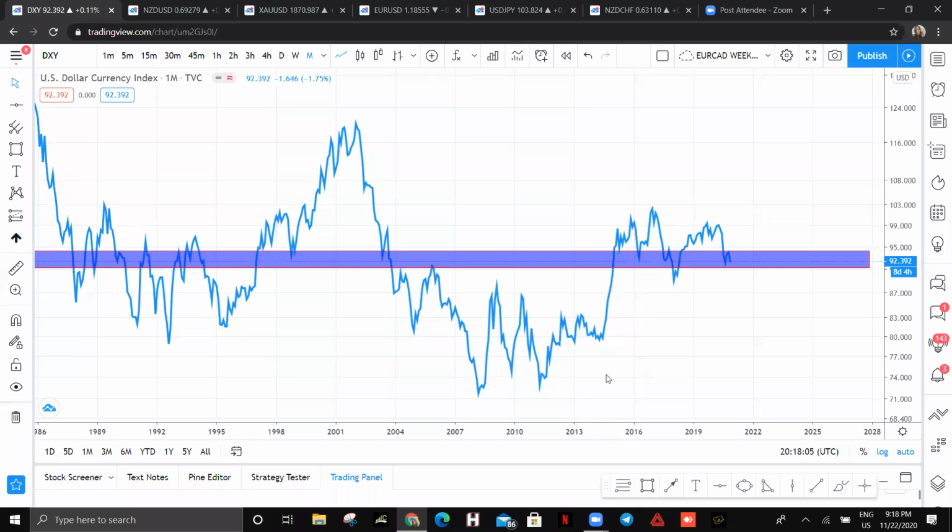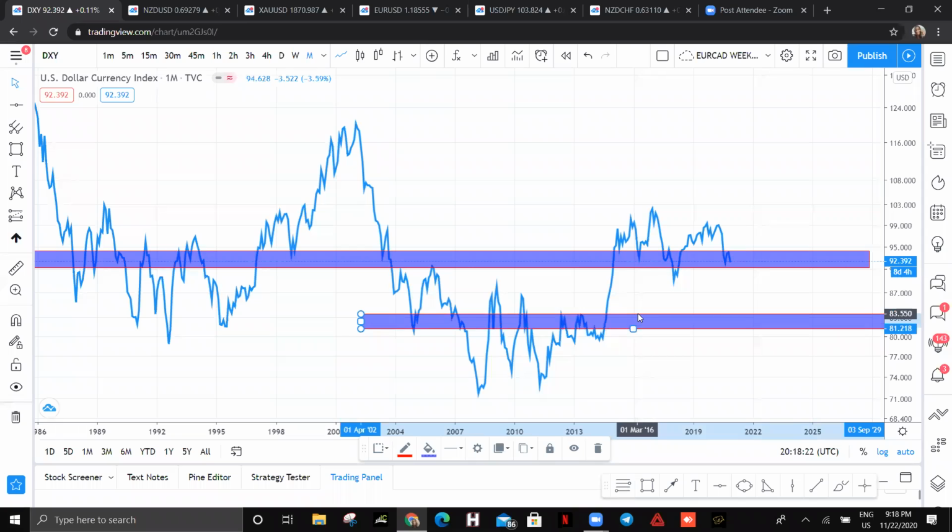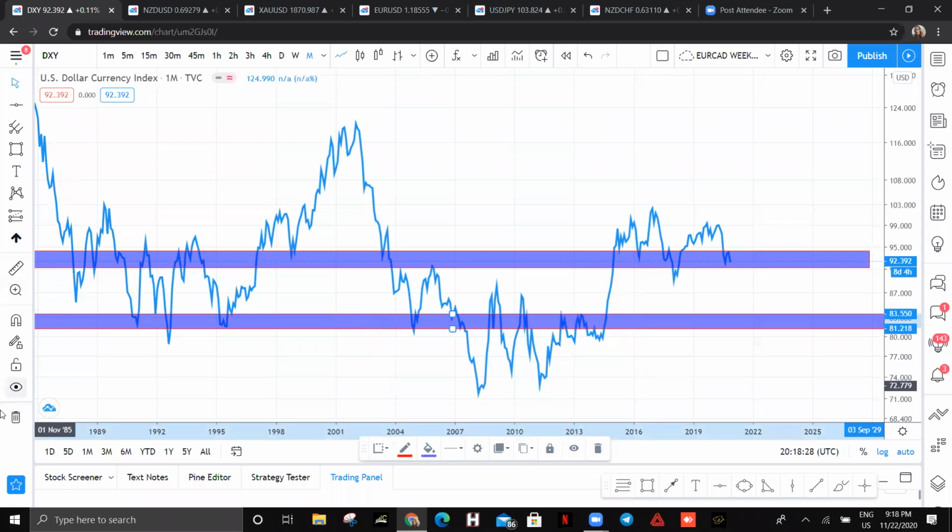If I pick my diagram and draw from here, I'm going to adjust it one minute. So I've identified two zones here, and let's see how price reacted to it.